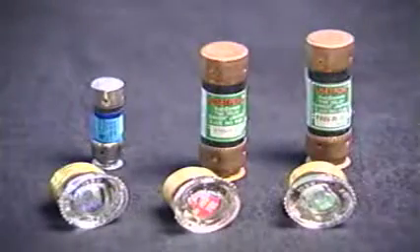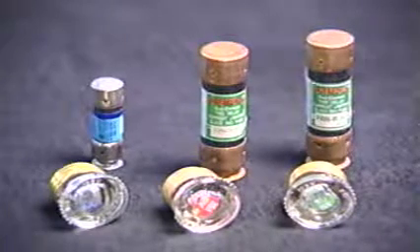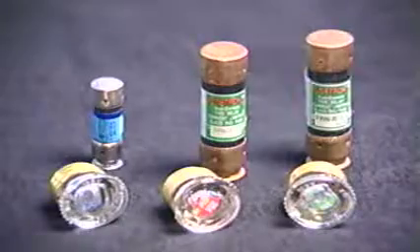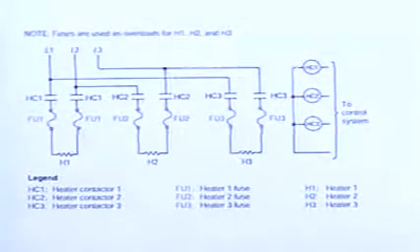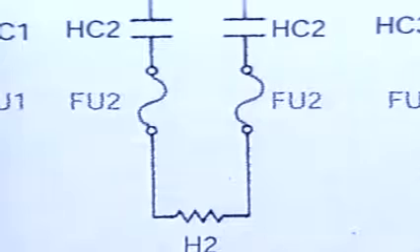Fuses are the simplest of overload devices, constructed of an internal element that will melt if excessive current flows through the circuit it's protecting. Fuses are often used to protect resistive loads which have no coils, such as heaters. Here we see that each of the 3 heaters have 2 fuses protecting them. Once the fuse blows, it must be replaced.